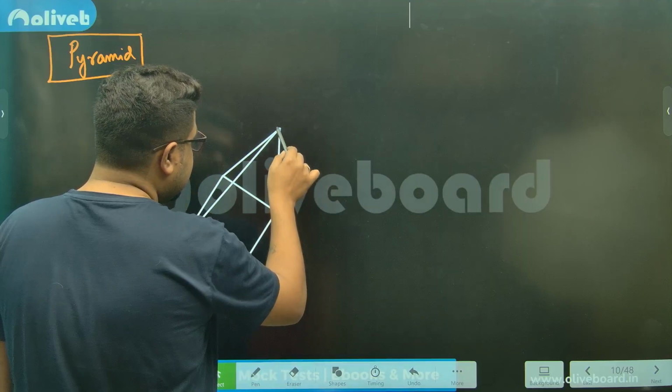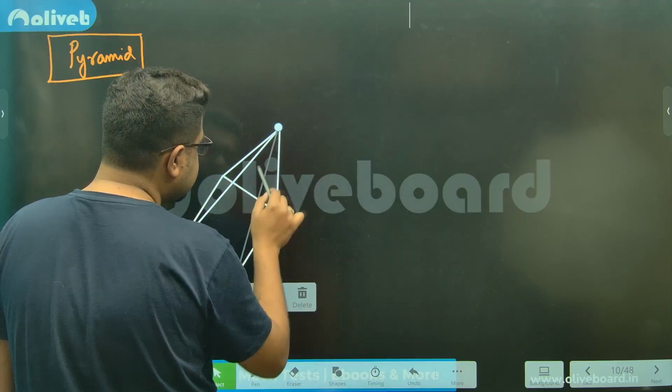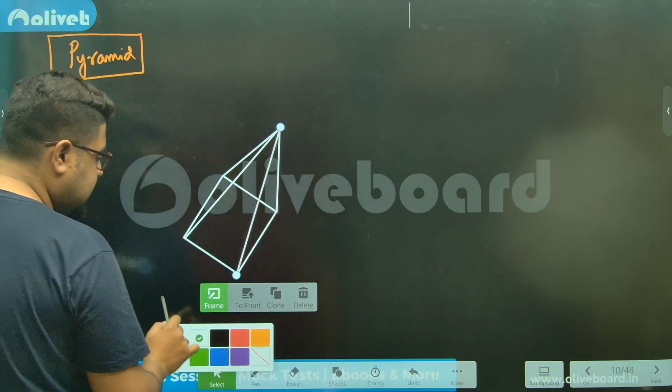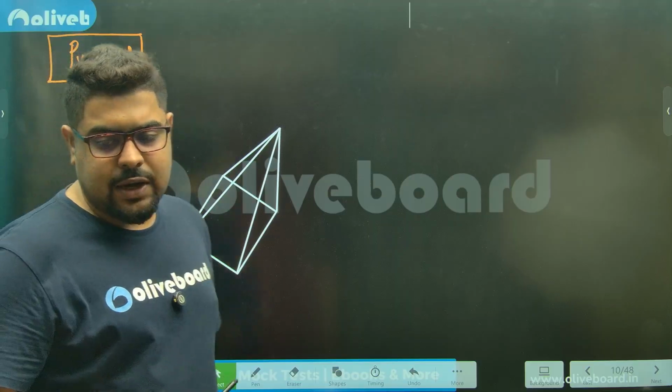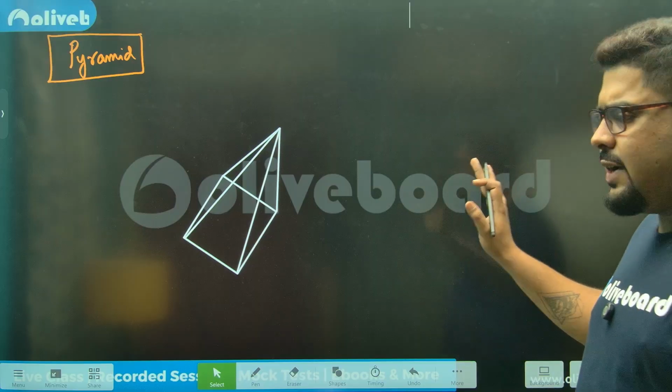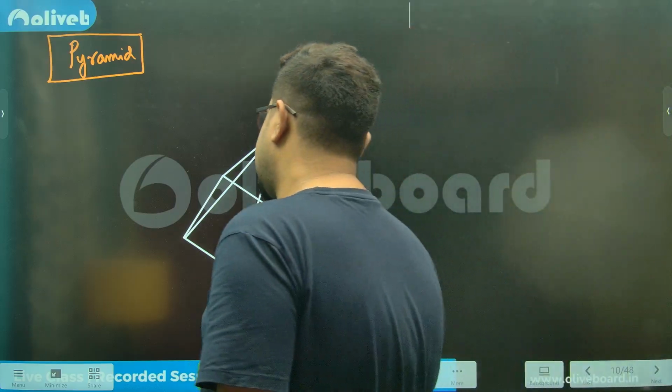So again, the last one is this. This is one of my pyramids. This is how a pyramid looks. Again you see, very simple, not very difficult, right?